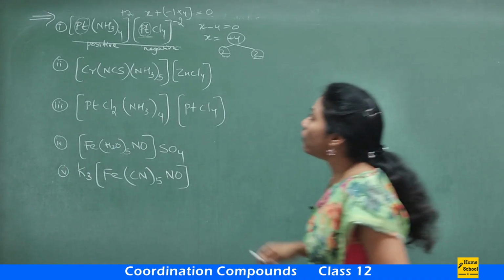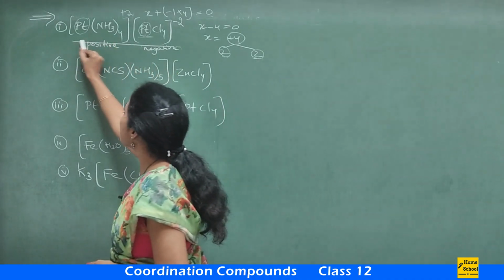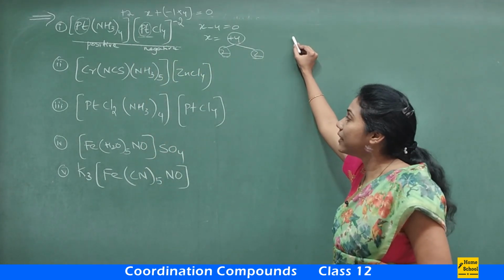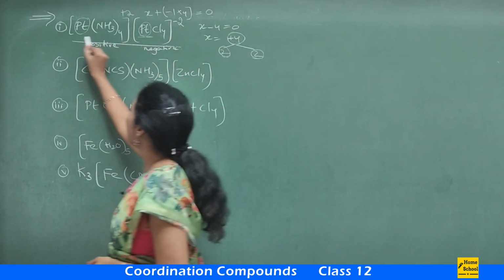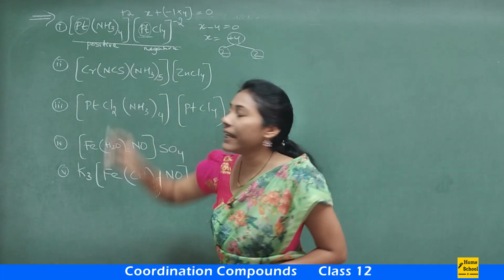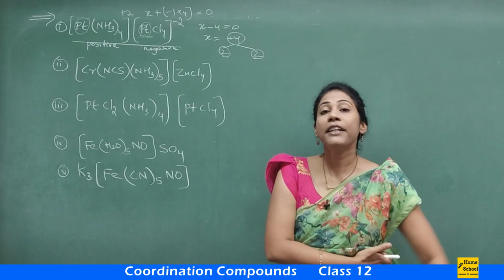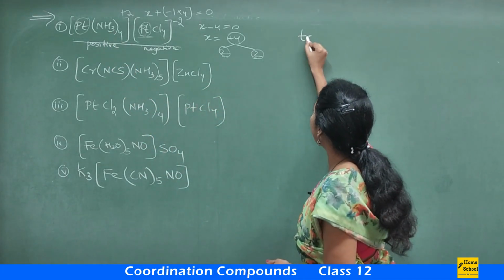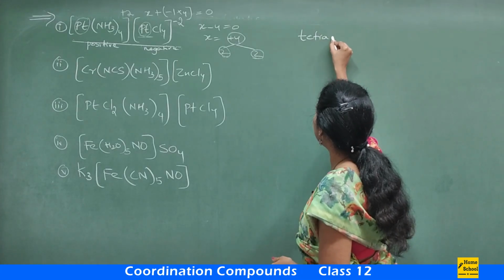Now let us try to write the name. This is the positive part. The positive part's name always has to be written first, right? And the positive part is in complex form, so we write the ligand's name first. The name of the ligand is amine, and you have 4 amine ligands. So we will start with tetraamine.